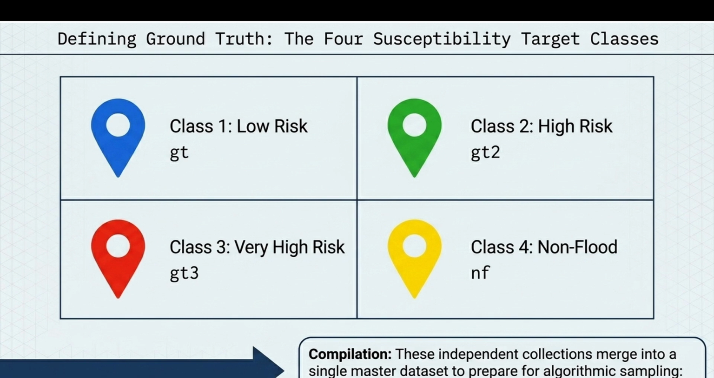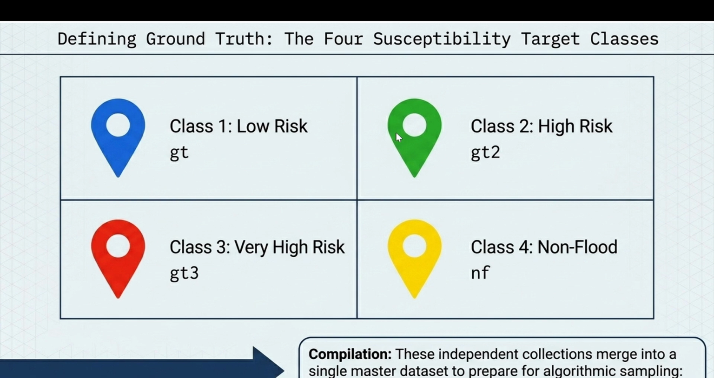Then we define the four susceptibility target classes. Suppose class 1, low risk, class 2, high risk, class 3, very high risk, and class 4, non-flood zone. Okay, so we create the 4 training samples: low risk, high risk, very high risk, and non-flood. So how can I get the low risk, how can I get the high risk, how can I get the very high risk, how can I get the non-flood.